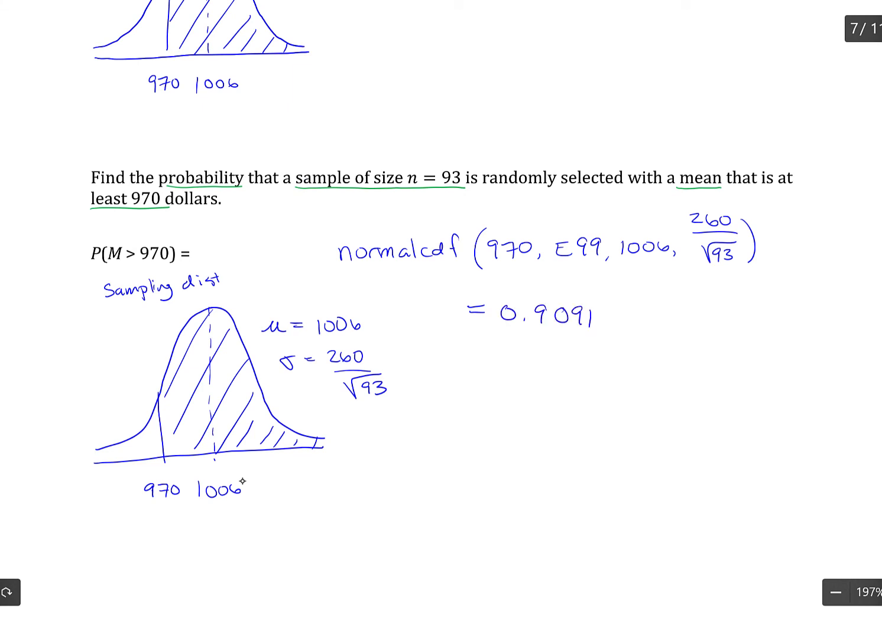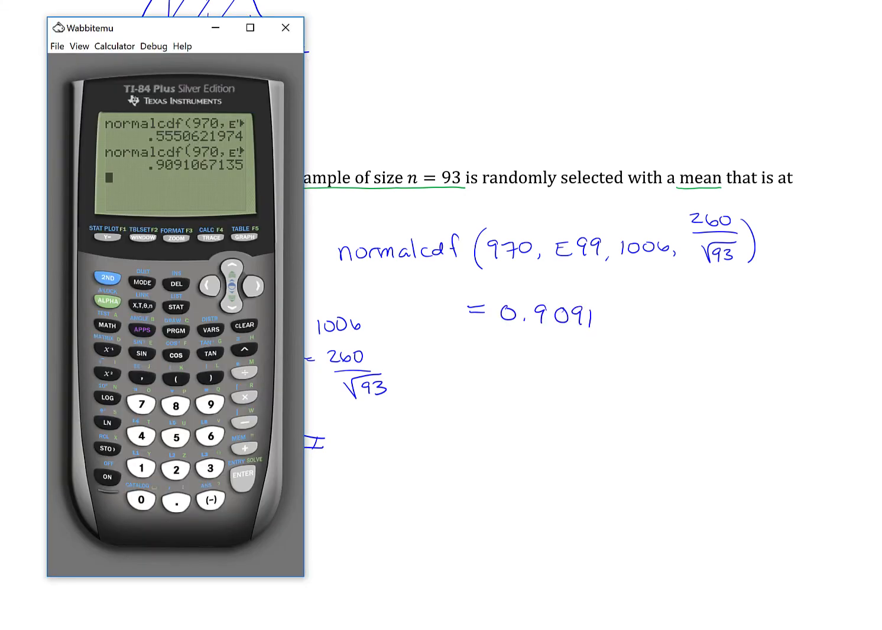And just so you can see it, anyone that doesn't have the menus, let me do that for you otherwise. So let me turn those back off. Now when I do the normalcdf, I'm just typing in things, so 970, comma, second comma gives me the E and then 99, 1006, comma, 260 divided by the square root of 93. And there you get the same result.